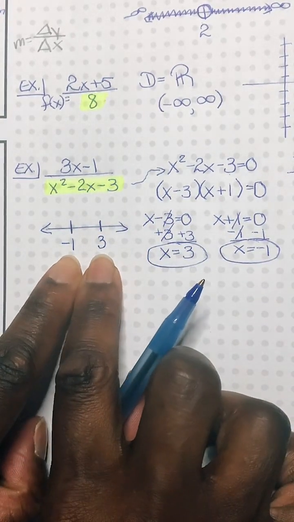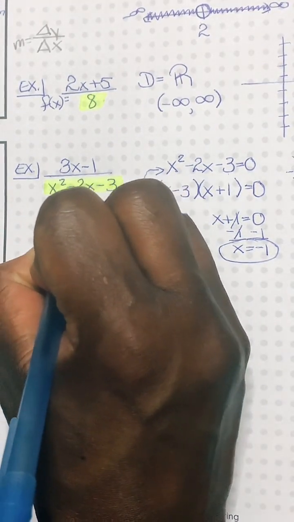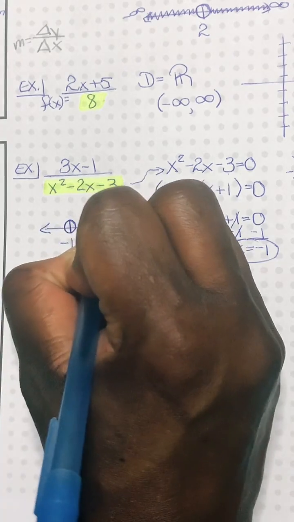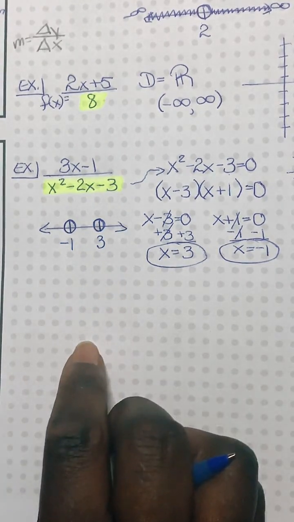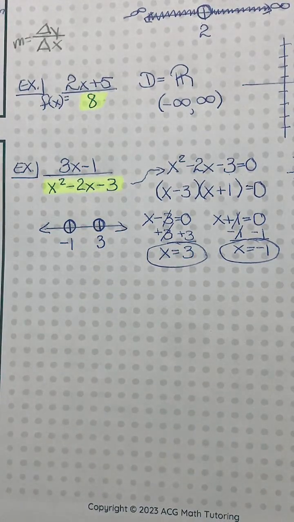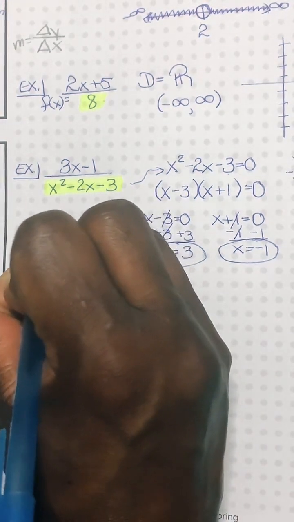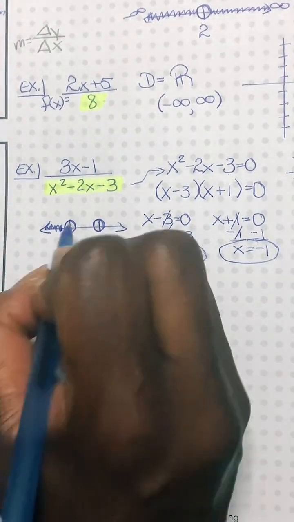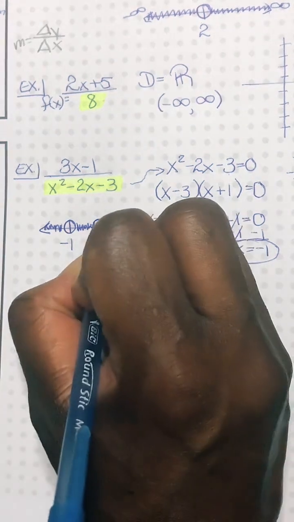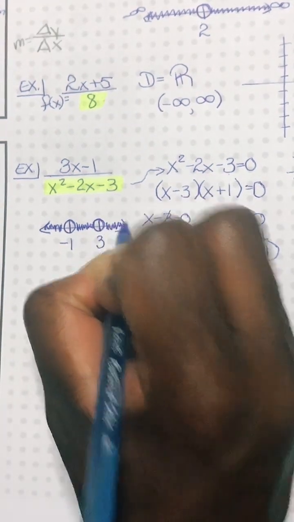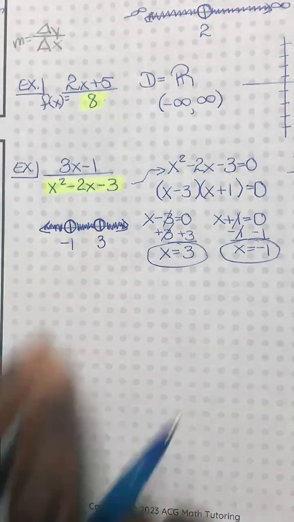So we know they can't equal these 2 numbers. Remember the open circle concept? That means -1 and 3 are not included. Anything else can work. Numbers less than -1 can work. Numbers in between -1 and 3 can work. Numbers greater than 3 can work. Anything except for those 2 numbers.